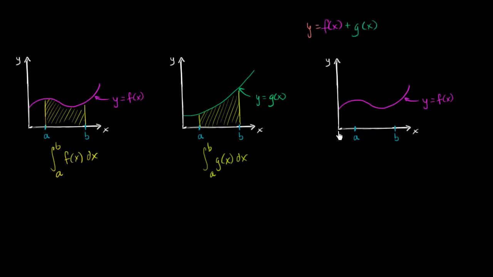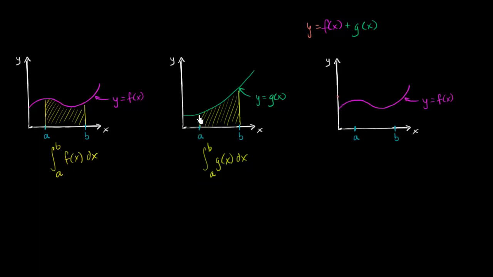So for any given x, it's going to be f of x, and then I'm going to add the g of x to it. So what would that look like? Let's see, when x is 0, g of x looks like it's about that length right there. I'm obviously approximating, so I'm going to add that length right over here, so I'd probably be right around there.